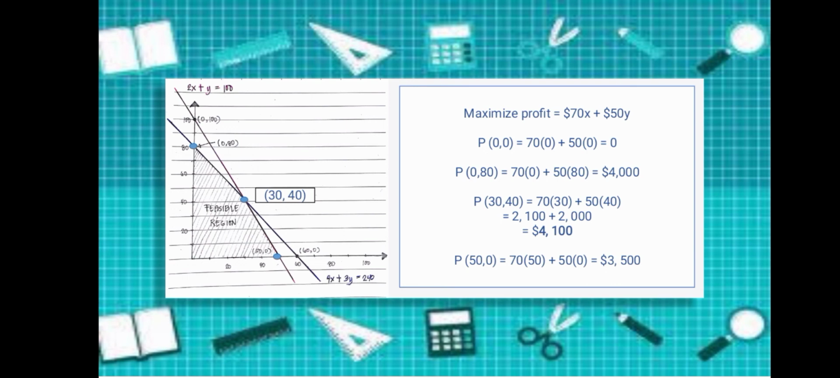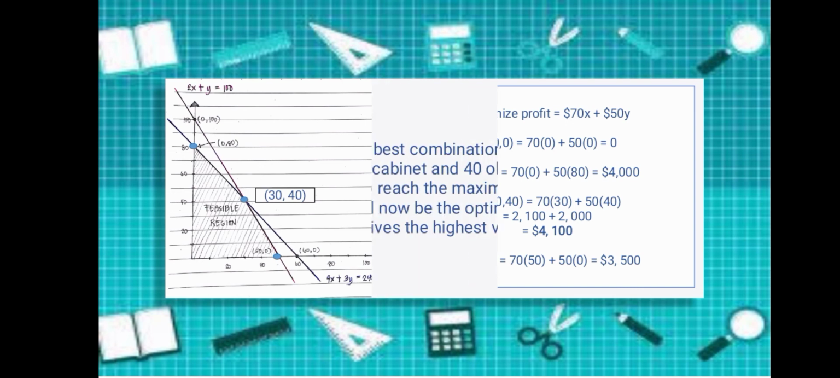Then another is the ordered pair of 50 tsaka 0: 70 times 50, which is our x, plus 50 times 0, which is our y. So it's equal to 3,500. So we have the question, why do we have 0, 0? Since 0, 0 is also our corner point. That's why we put it. And then we have the result na ang highest value ay 4,100.